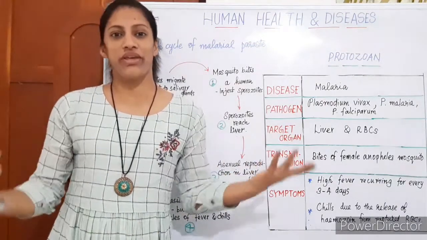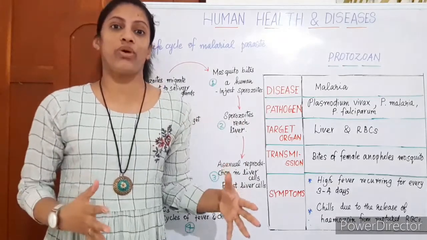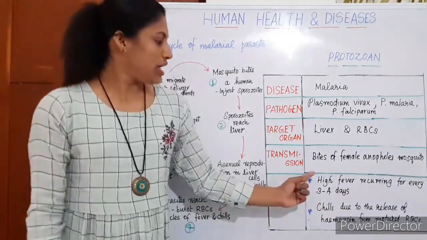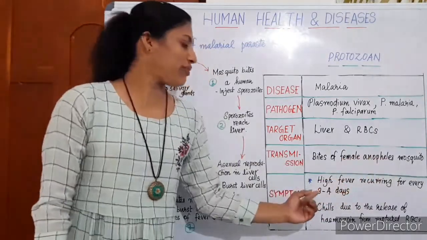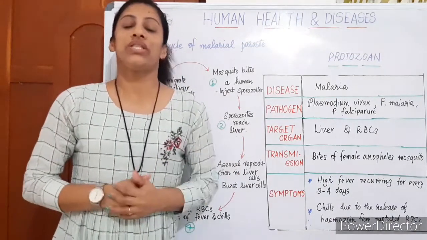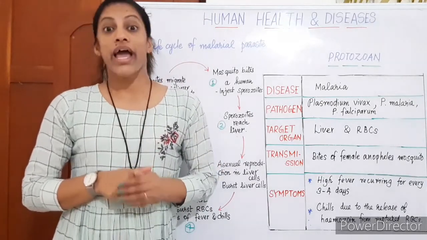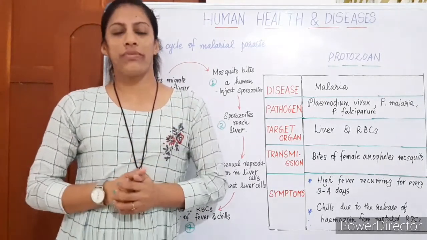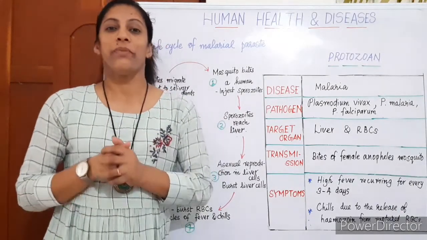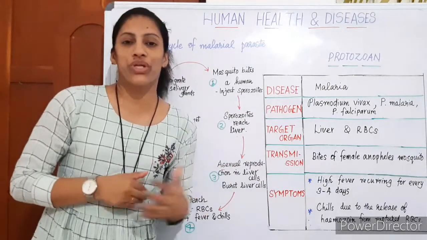Then what are the major symptoms of malaria? Malaria, immediately you know, is a fever. The main characteristic symptom is malarial fever. It's a characteristic fever which will recur within every 3 to 4 days. So high fever recurring every 3 to 4 days. The characteristic fever pattern is there for malaria, and also this fever will be associated with chills, or a chilly feeling for the patient, because of a toxin released by our RBCs during rupturing.